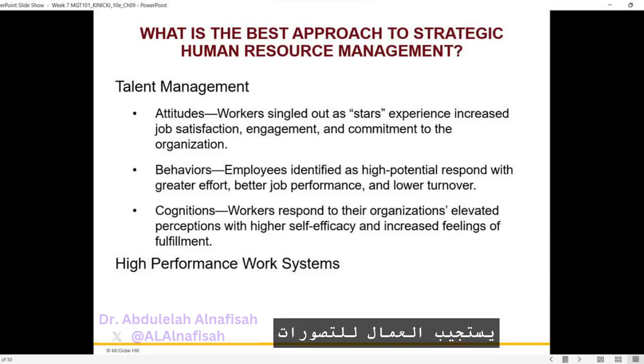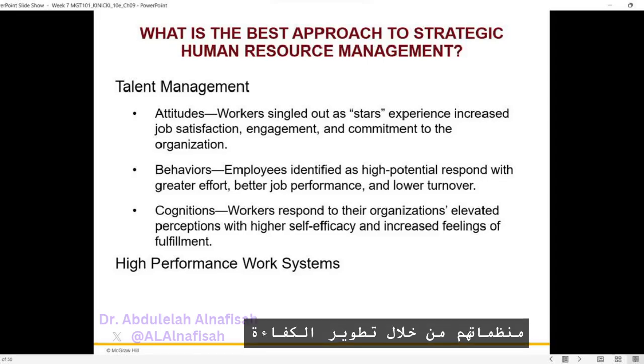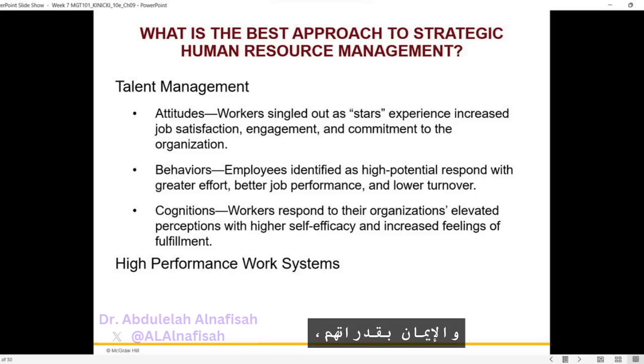Cognitions. Workers respond to the elevated perceptions of their organizations by developing higher self-efficacy, belief in their abilities, and increased feelings of fulfillment. They have a stronger belief in their potential and feel that they are on a fulfilling career path.